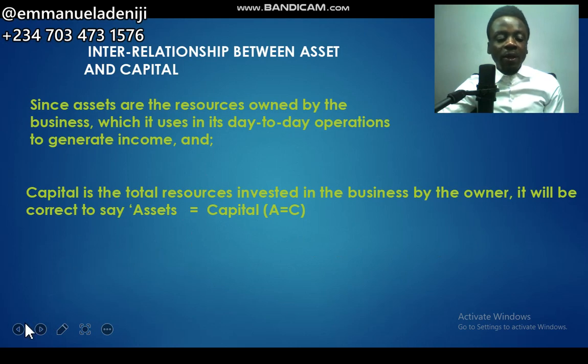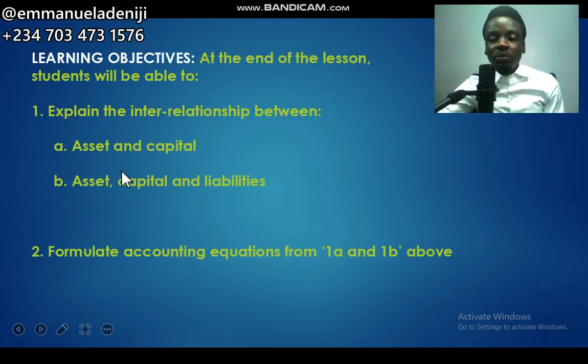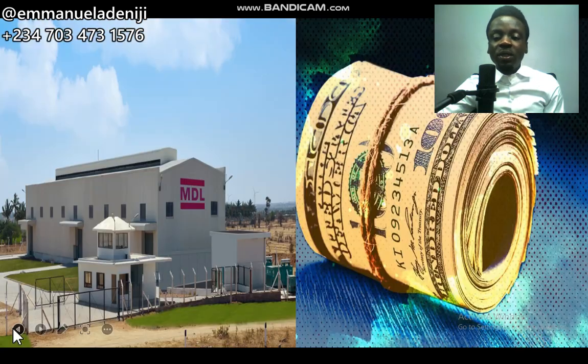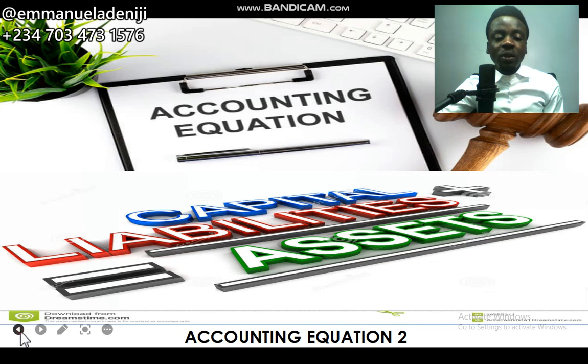Now let's see the interrelationship between assets, capital and liabilities. Coming back to assets, if the entire assets of the business, everything which the business owns and uses to run, is provided by the owner and third parties, that is, if the components of the business assets are what the owner has provided and what third parties have provided.